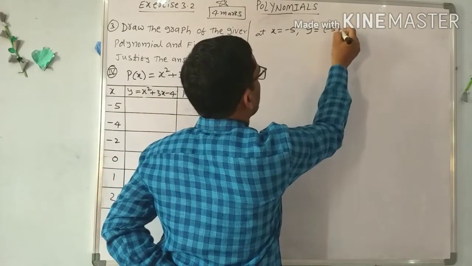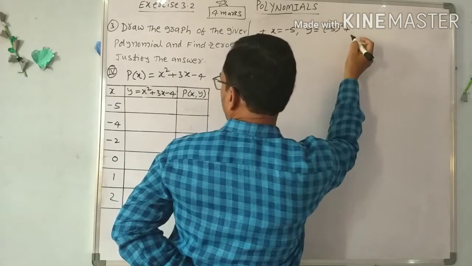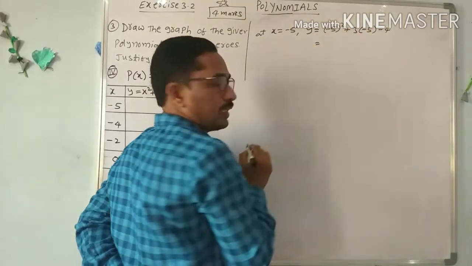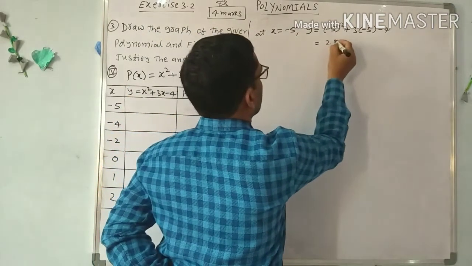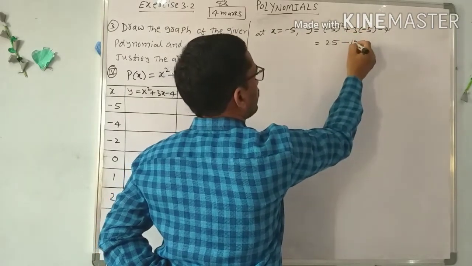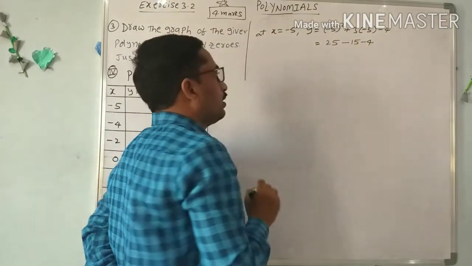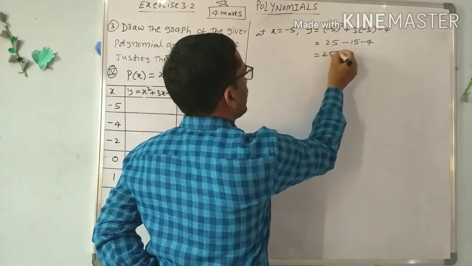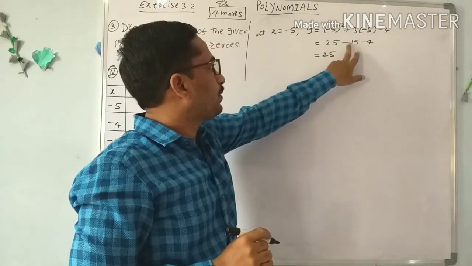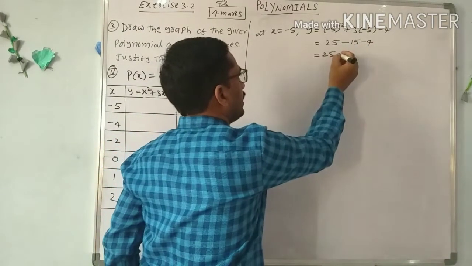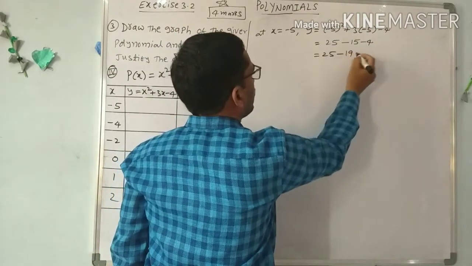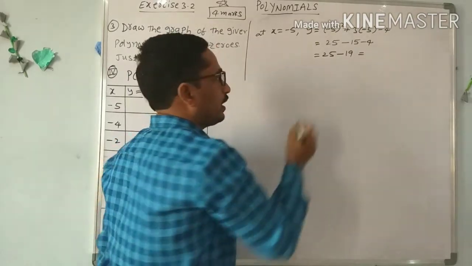So (-5)² + 3 × (-5) - 4. (-5) whole square value is +25, plus 3 × (-5) is -15, minus 4. Now 25 as it is, minus 15 minus 4, the two negative numbers. So -15 - 4, the sum of two negative numbers is negative. -15 - 4 is -19. 25 - 19, value 6.